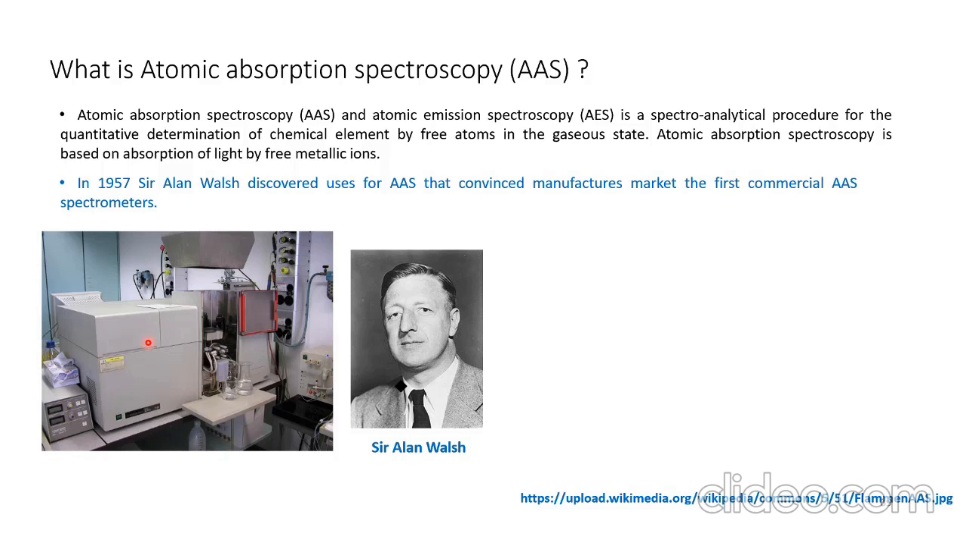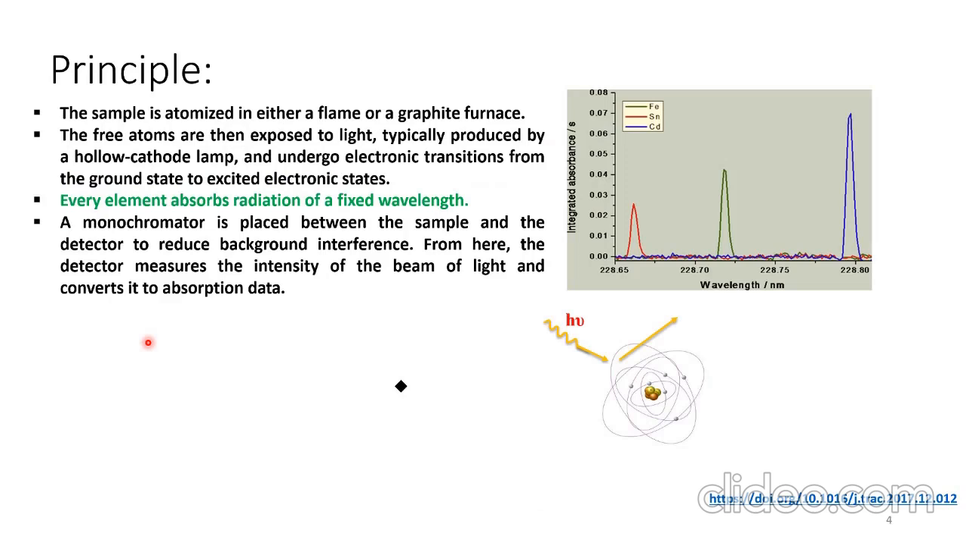So, AAS is based on the absorption of light by free metallic ions. This is basically used for metallic ions. And Sir Alan Walsh discovered this AAS and also manufactured it for commercial use. The principle is basically similar to the absorbance, as we have seen in the other absorbance spectroscopy.